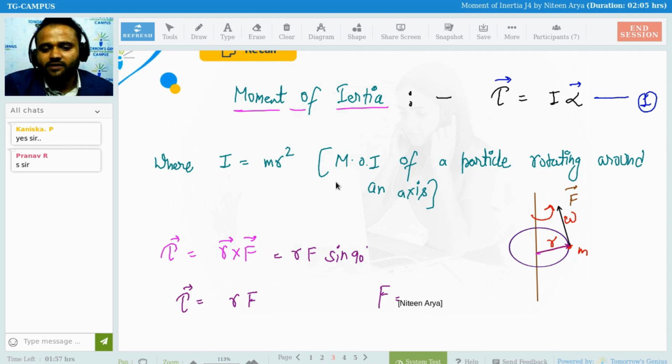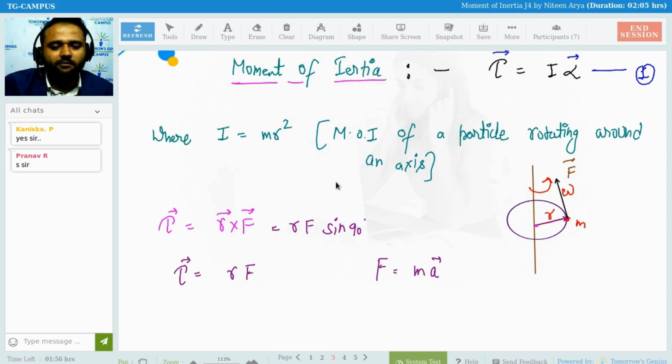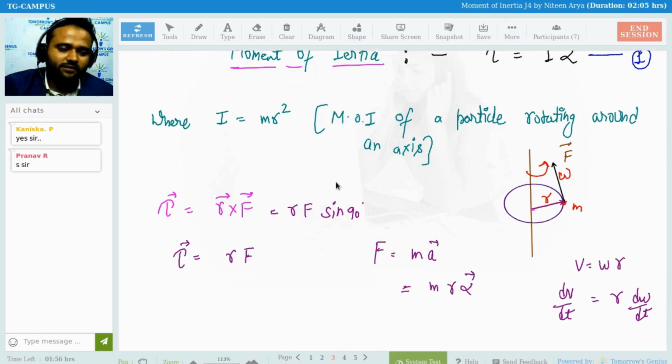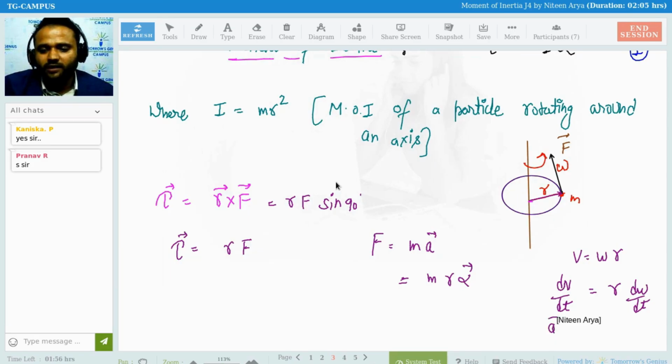Then this torque tau is going to be R F directly, where F is nothing but mass into acceleration. And we know from the previous classes, I did this, a is going to be R alpha, where alpha is angular acceleration. Clear? As we know, V equals omega R, so dV by dt is going to be R d omega by dt, because R is constant here. So linear acceleration is nothing but R alpha.